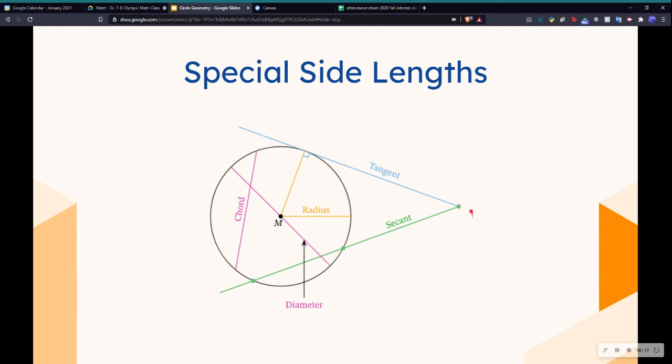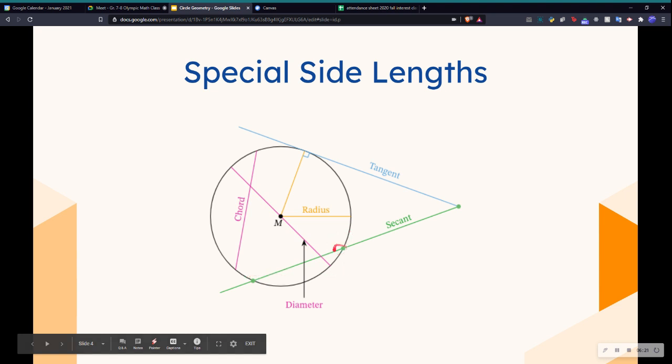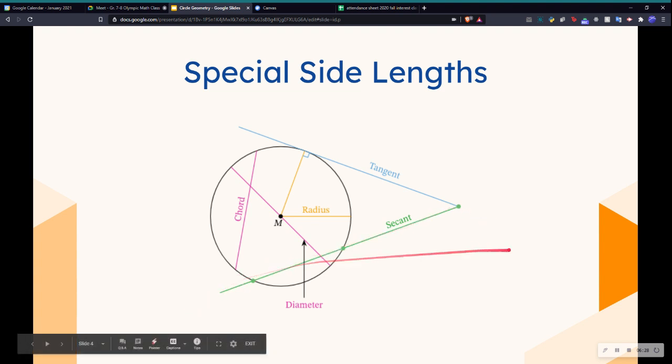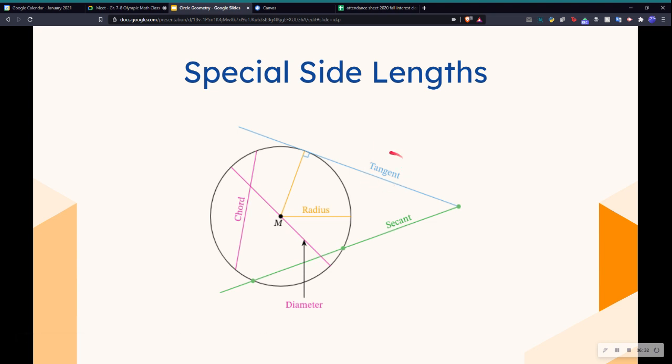So that's a chord. All right, and next term is secant. Secant's pretty straightforward. It's just a line that passes through the circle. It has to cross through exactly at least 2 points. Well, actually, it has to pass through 2 points of the circle. So just see, it just crosses through like that. All right, and then the final one, a tangent line.